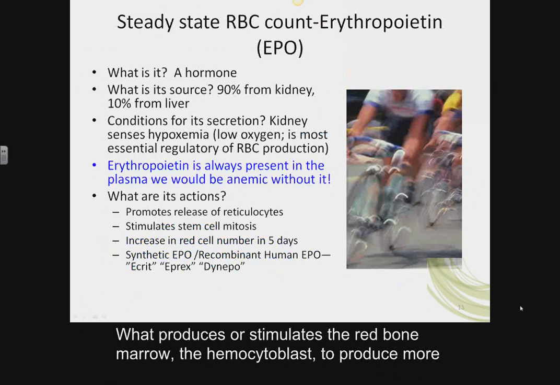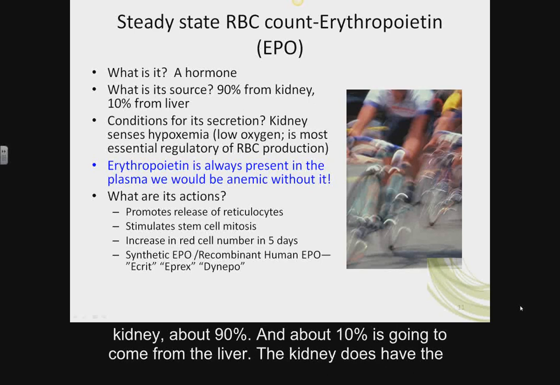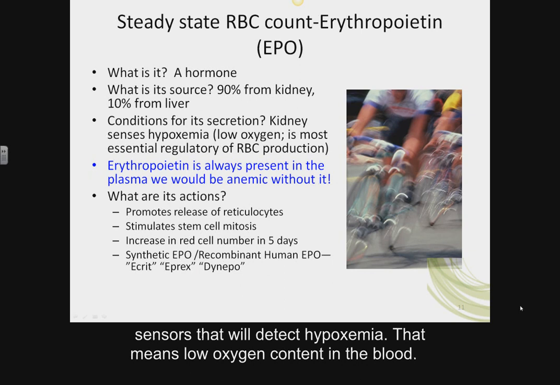What produces or stimulates the red bone marrow, the hemocytoblasts, to produce more red blood cells? Well, erythropoietin is a hormone, and it mostly comes from the kidney, about 90%, and about 10% is going to come from the liver. The kidney does have the ability to detect oxygen levels in the blood. Another way of saying this is the kidney has sensors that will detect hypoxemia. That means low oxygen content in the blood.